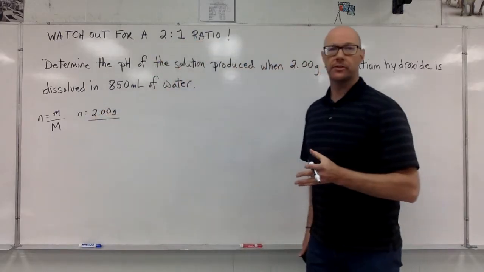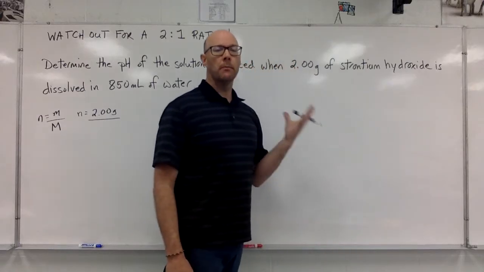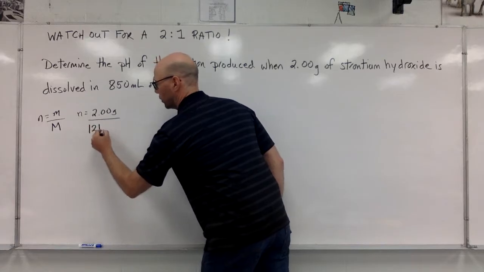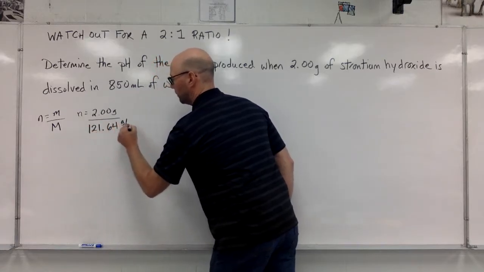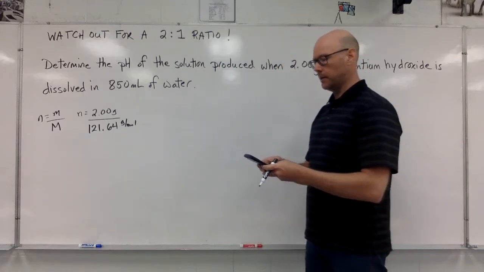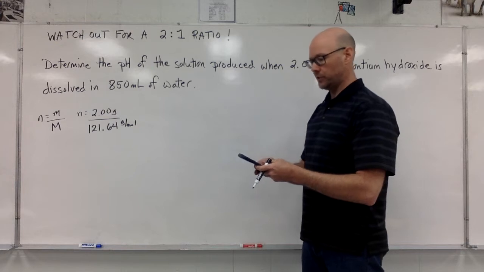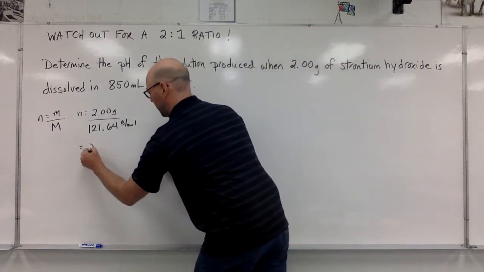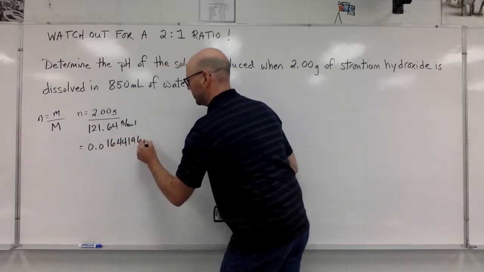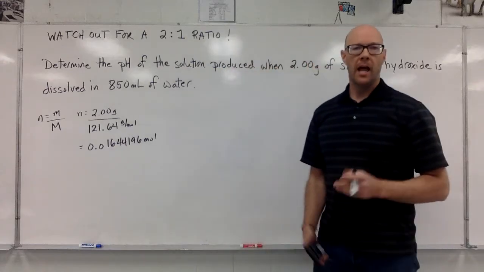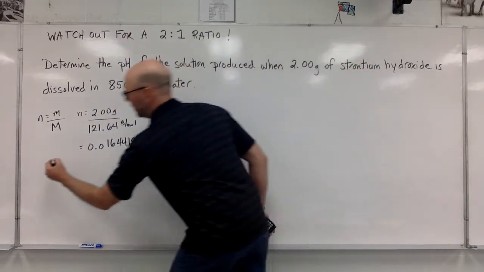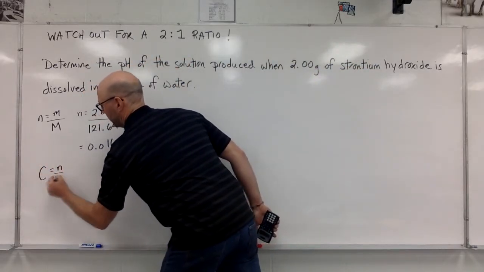Over the molar mass. We have the chemical strontium hydroxide. We need to find its molar mass. It happens to be 121.64 grams per mole. I do this operation, 2 grams divided by the molar mass, 121.64. That's equal to 0.0164496 moles.